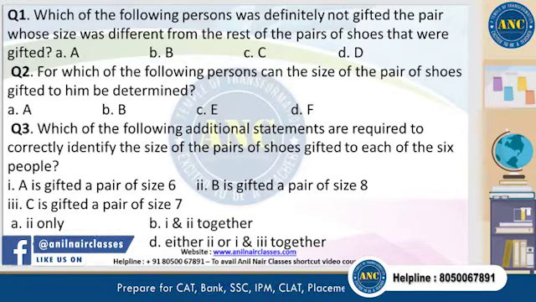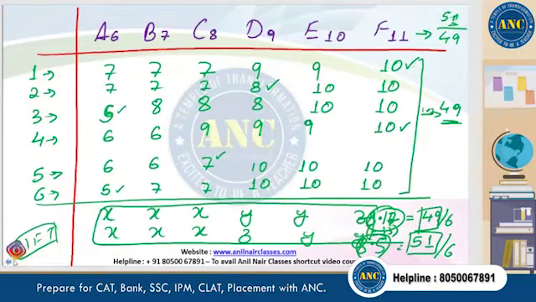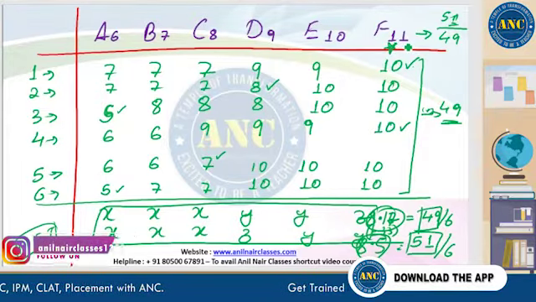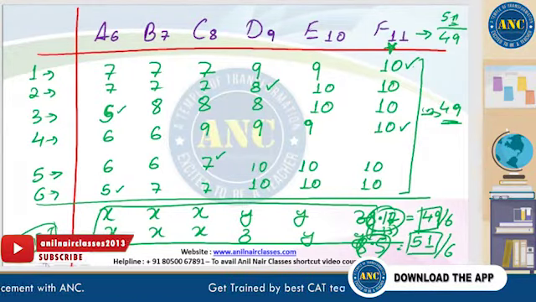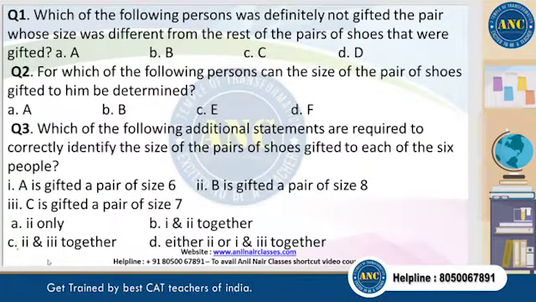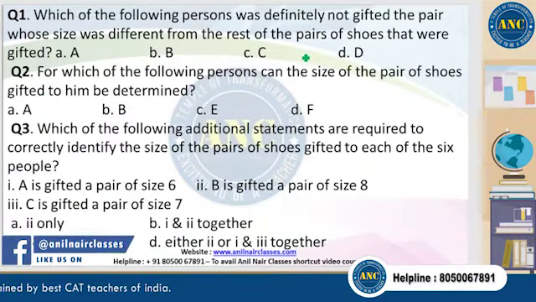Which of the following persons can the size of the pair of shoes gifted to him be determined? Now you'll notice, is there somebody whose shoe size is not changing? That is F for us. So F's shoe size is consistently 10, right? Pretty big shoe size for all you know, right? Okay, so the first one was B.